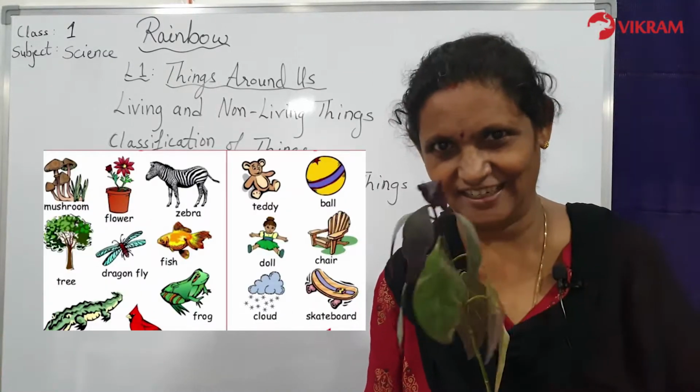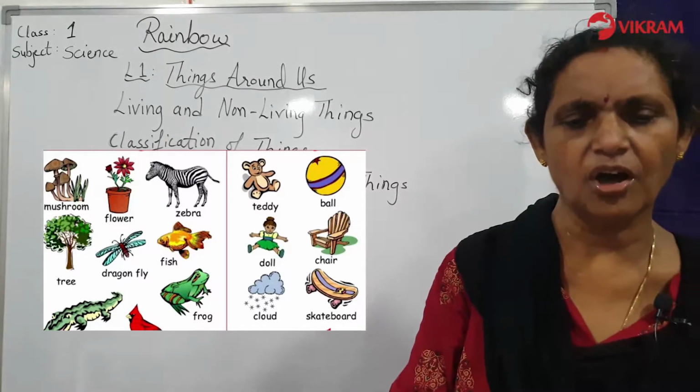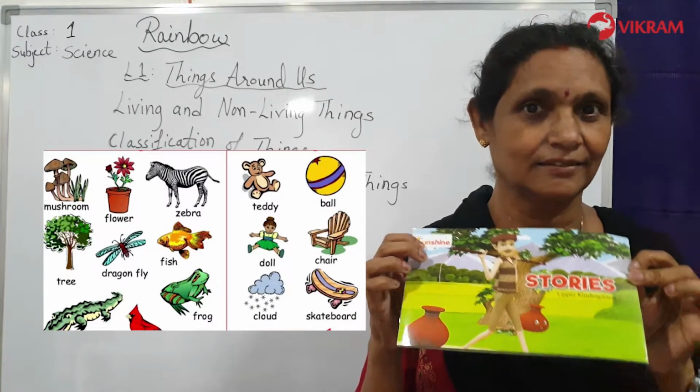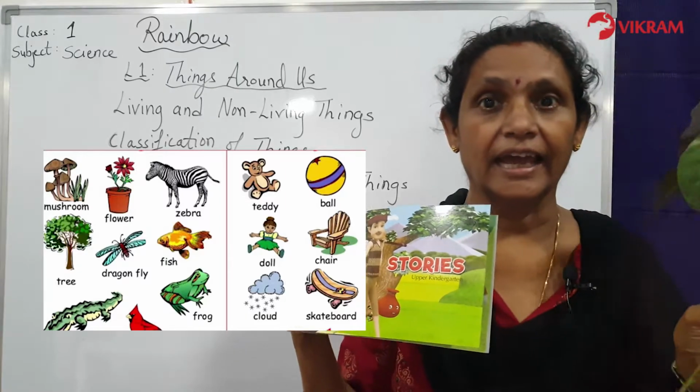Yes, children, this is right. This is the living thing. And the most common non-living thing which you see is book. Yes, that is also correct. This is non-living. How will you know the difference between a living and a non-living thing?